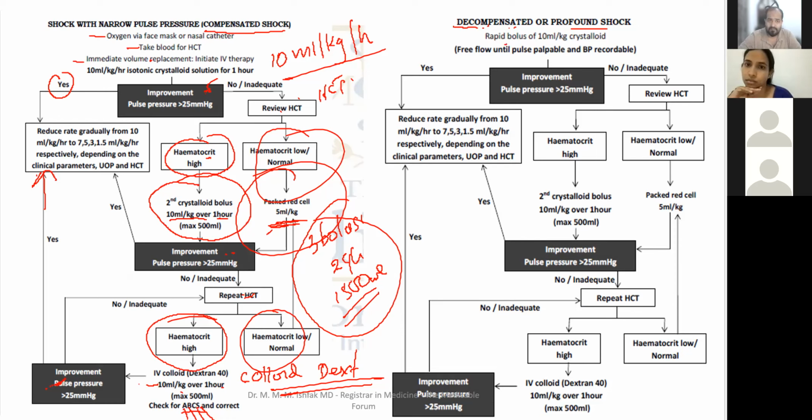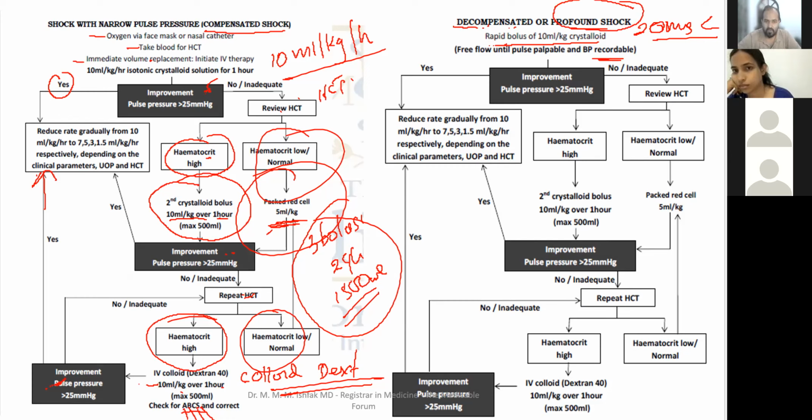Here, first you have to do a rapid bolus of 10 ml per kg. Now, what do you mean by rapid bolus? This is not given over 1 hour. This is given as a rapid bolus, which is around 20 minutes or less. Within 20 minutes or less, you give the fluid. If the blood pressure is not recordable, like if the patient is in profound shock, you take the saline and squeeze the saline until it free flows inside the body, right?